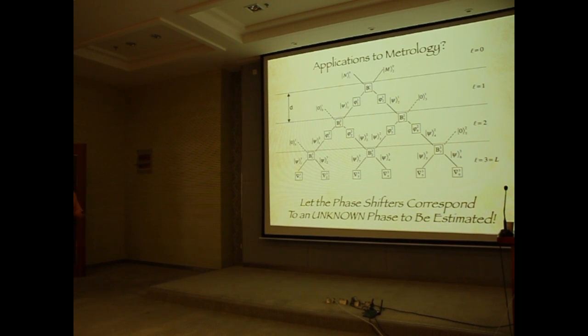From NOON states and all the way back to the '86 paper of Yurke, on the Yurke state, we know number path entanglement is a resource for quantum metrology. It seems natural to ask, is the number path entanglement generated naturally by the linear evolution of the photons in the apparatus useful for metrology? In other words, we take these phase shifters here and make them unknown phase shifters that we're trying to measure.